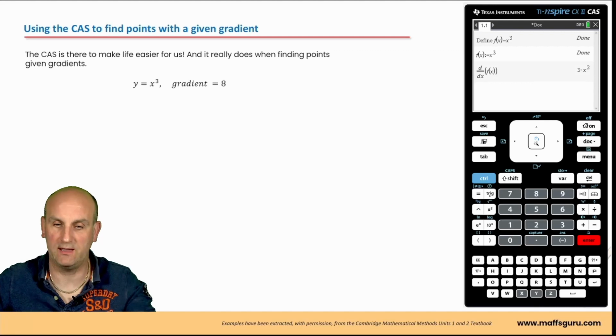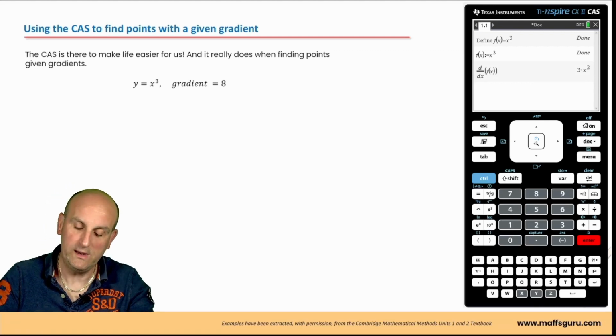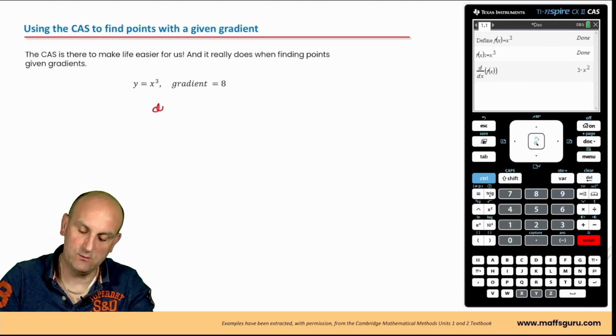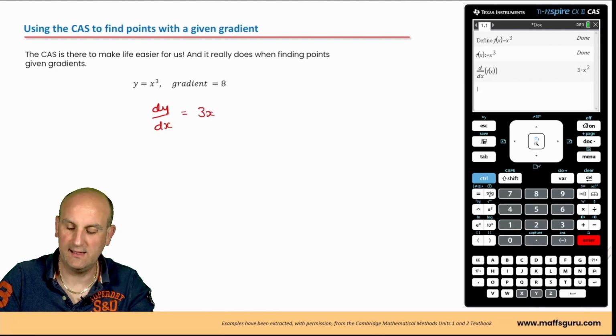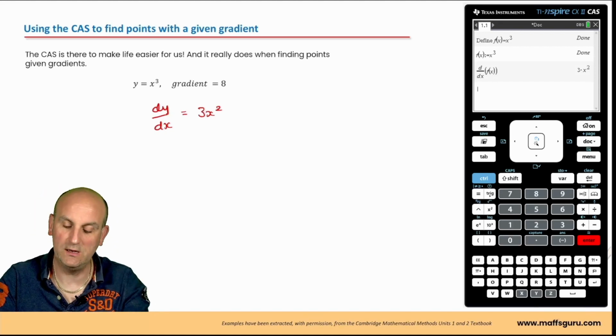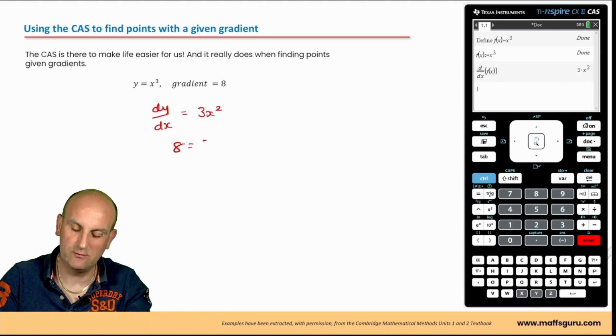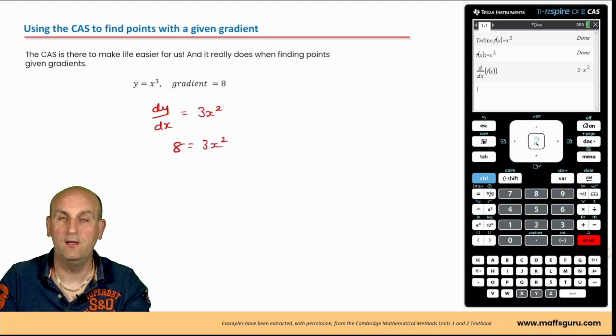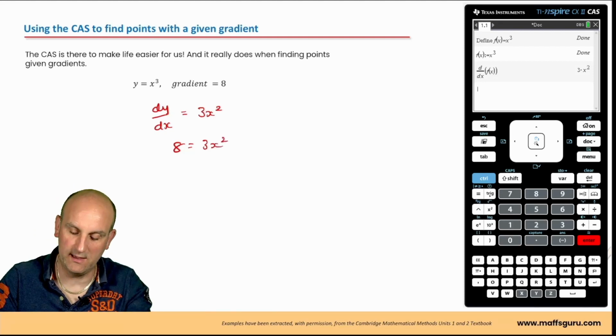Now you're going to turn around and say, okay, what's that got to do with anything? We now know that dy by dx from the calculator gives me 3x squared. Yeah, and you're going to say I could have done that in my head. I know, but later examples get harder. We know the gradient. We've got 8 is equal to 3x squared. I'm going to write that in a slightly different way. I'm going to now say, let's think of that as 3x squared minus 8 equals 0.